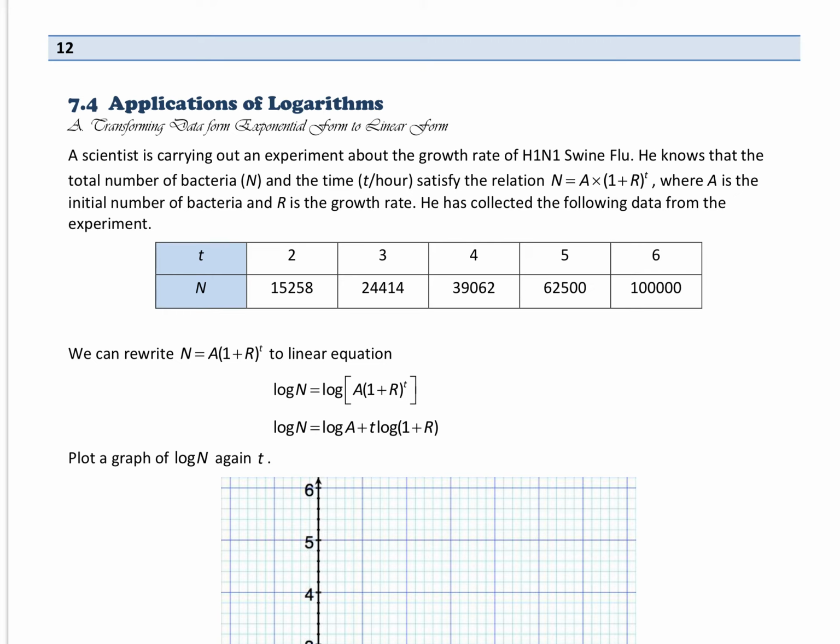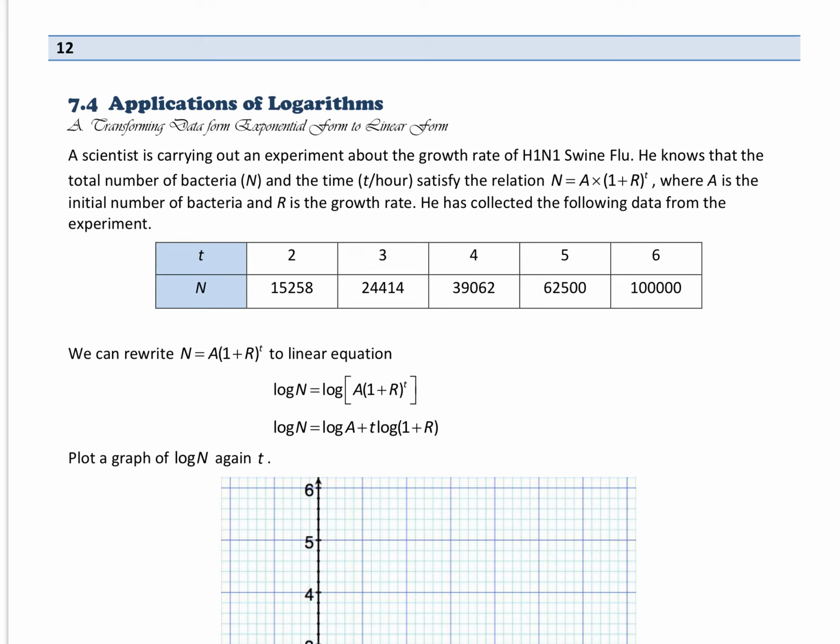For example, the growth rate of a disease, H1N1. This is the relationship between the total number of bacteria, N. A is the initial number of bacteria and r is the growth rate. You can see this is an exponential form. Sometimes it is not easy to do the prediction, because if this is an exponential function, the graph will grow sharply.